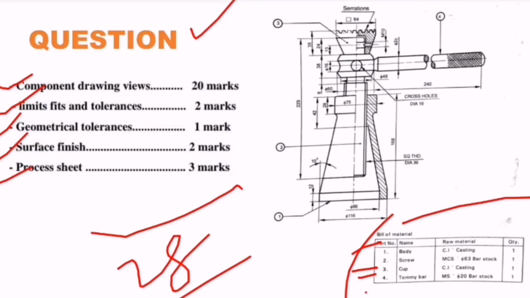Our ultimate task is the component drawing views, meaning dividing this complete assembled figure into individual parts, indicating tolerance symbols, finding out different types of fits for mating parts, indicating tolerance values, surface finish symbols and values, and preparing the process sheet. That is our task.